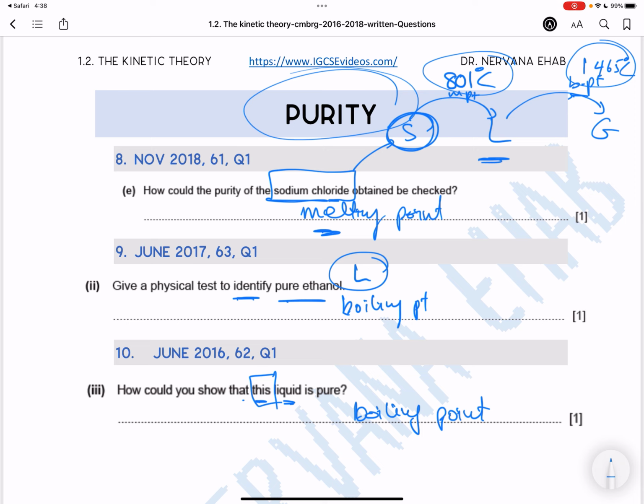How to check the purity of anything in the world. You have the melting and the boiling point. If it's a solid, I suggest the melting point because it's easier to reach. If it's a liquid, then go ahead and do either. Either is fine. Just go ahead and do boiling, but either are accepted.